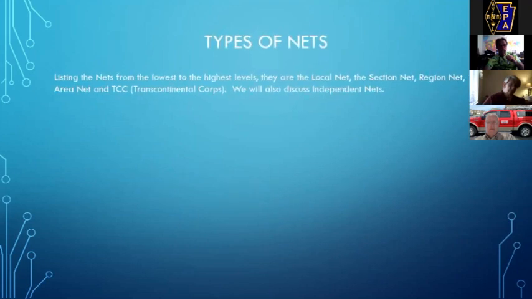Now there's various types of nets. You have the local net, the section net, the region net, the area net, and then you have a group of people called TCC, the Transcontinental Corps.